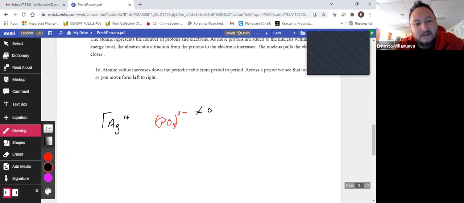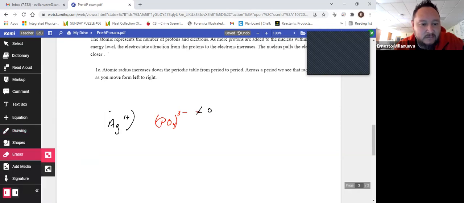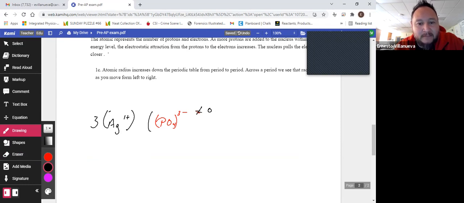Well, in this case, I'm going to multiply. I'm going to multiply the silver by a 3, and I'm going to multiply the phosphate by a 1. When I do that, I'm going to end up with silver, because I multiplied it by 3, is 3 plus. Phosphate, I'm going to multiply it by 1, so that stays exactly the way it is. That's a -3. 3 - 3, ding, ding, ding, we get 0.